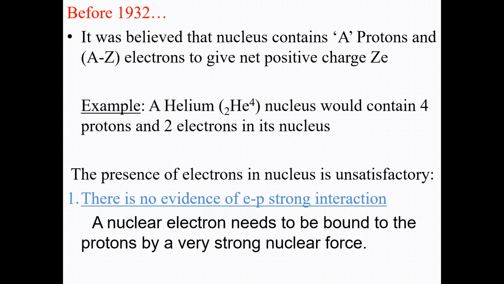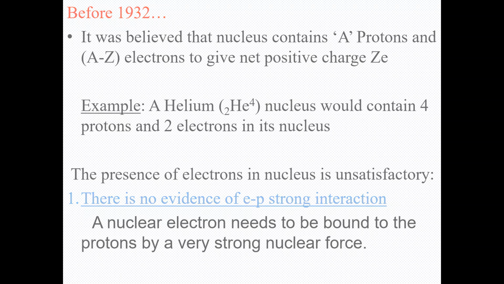So that is the first reason we can say with surety that the electron cannot reside inside the nucleus. The reason is that it does not feel the strong interactions. The scientists have not found any evidence for the electron-proton strong interaction. So this is the first reason we can justify why the electron cannot reside inside the nucleus.